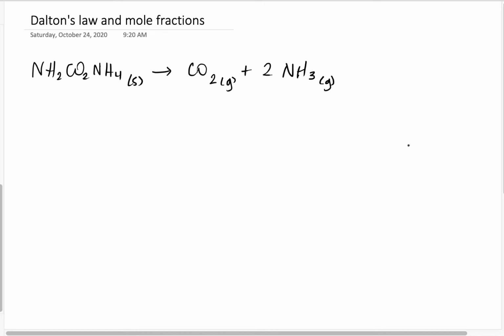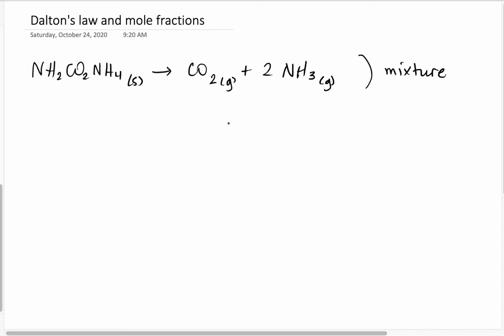Remember in our previous video that we looked at the decomposition of ammonium carbamate, and we produced all gaseous products. And the same is true, of course, for combustion reactions. Now, since we can't easily separate most gases from each other, most of the time, if we're talking about a reaction like that, we have a mixture of gases as our products. And if we're collecting gases, then we're going to have a mixture of gases in whatever our collection container is.